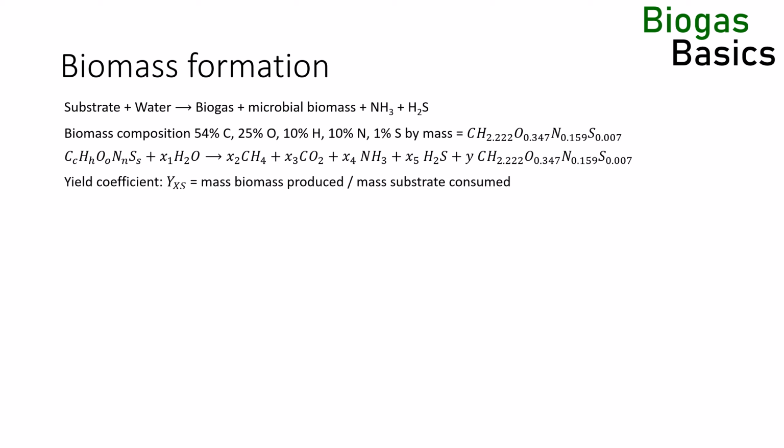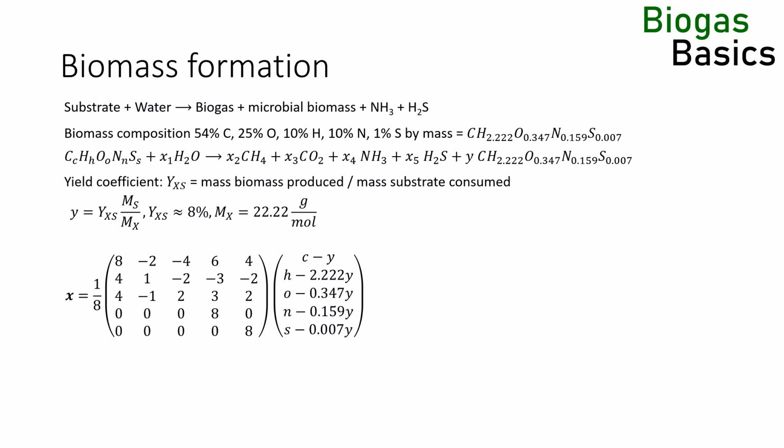We can directly calculate the parameter Y, which is a constant. It depends only on the yield coefficient and the molar mass of the substrate and the microbial biomass. The amount of carbon, hydrogen, oxygen, nitrogen, and sulfur incorporated in the microbial biomass is constant and can therefore be moved onto the right-hand side of the equation, so it appears in the inhomogeneity. In the next step, we balance every species and invert the matrix. The result is shown here. Again, we can now calculate the biogas yield and the biogas composition and density.